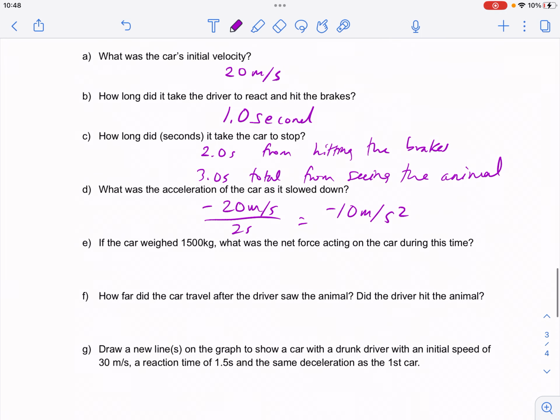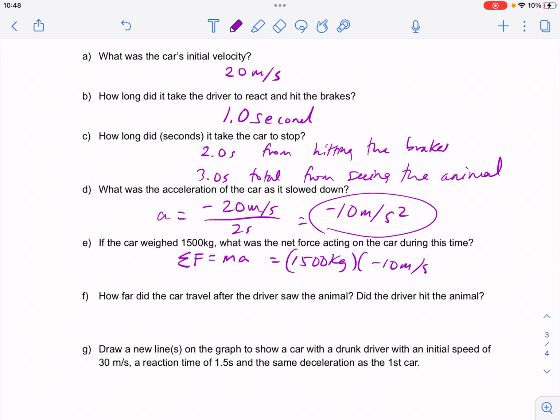Okay, if the car weighed 1,500 kilograms, what was the net force acting on the car during this time? Well, we know that net force equals mass times acceleration. I've got the acceleration from the previous question, and so I can do 1,500 kilograms for the mass times negative 10 meters per second squared, and so that would equal negative 15,000 newtons as the net force acting on that car.